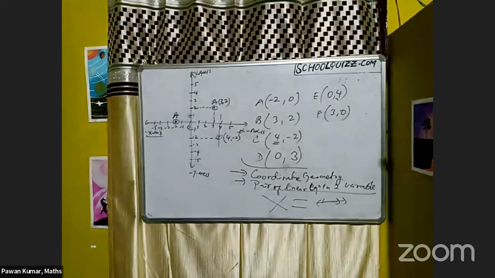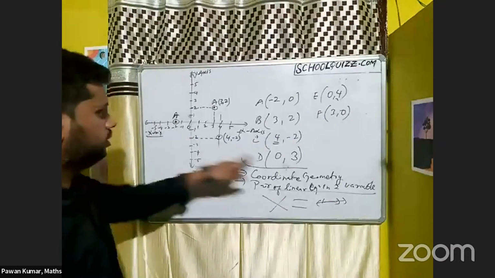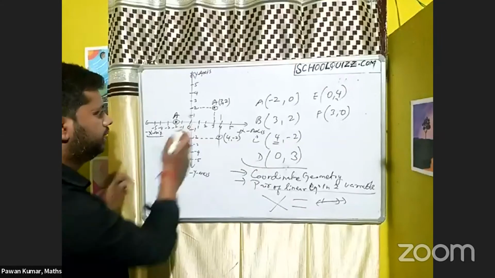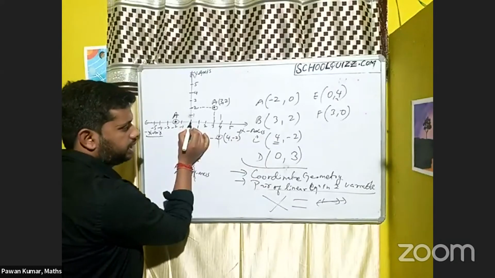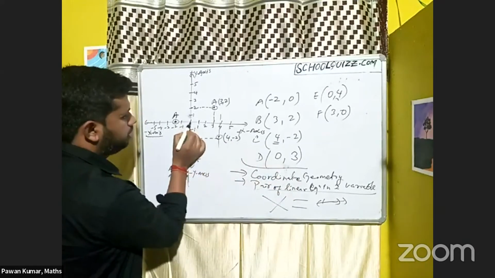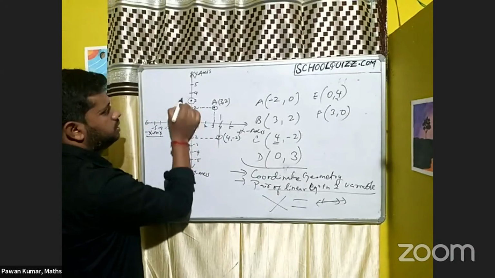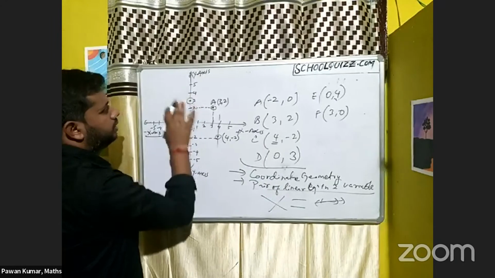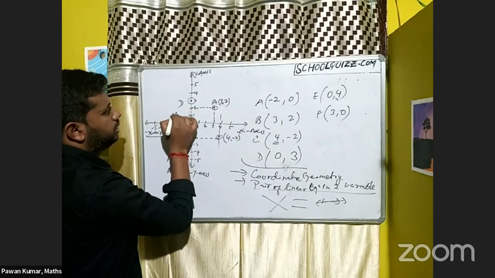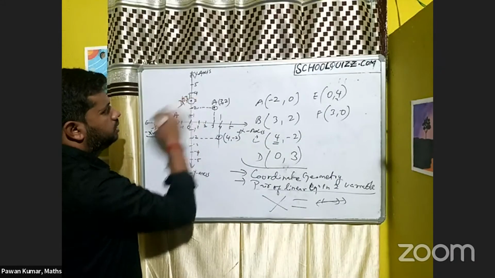Okay, next will be 0 comma 3. 0 means x is 0, so no need to move in any x-axis direction. Again 3 means positive 3, so you have to move upwards. That will be this point. So this is point D. This is the point D, 0 comma 3.